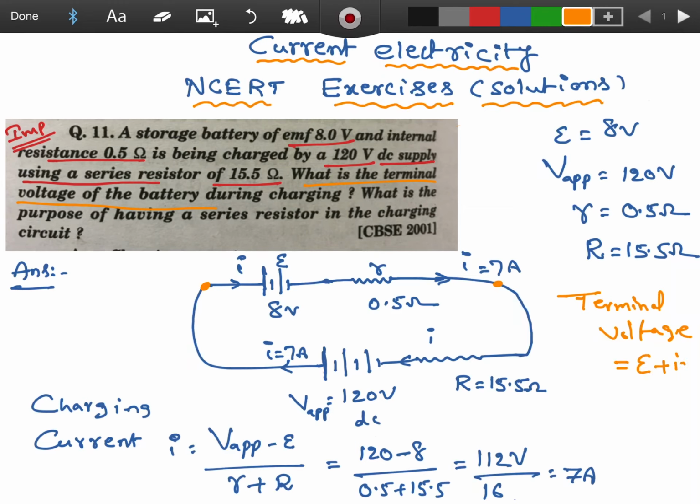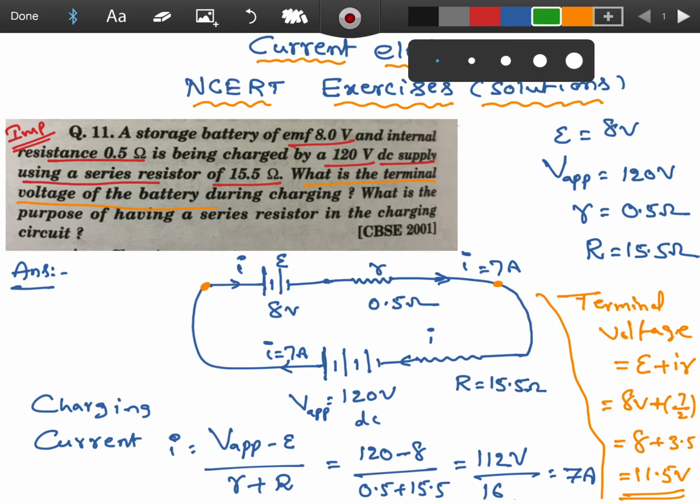E plus I into internal resistance. Here E is 8 volt plus I, which is 7, into resistance is 0.5. 0.5 I'll write 1 by 2. 8 plus 7 by 2, 3.5, which is 11.5 volt. Clear?